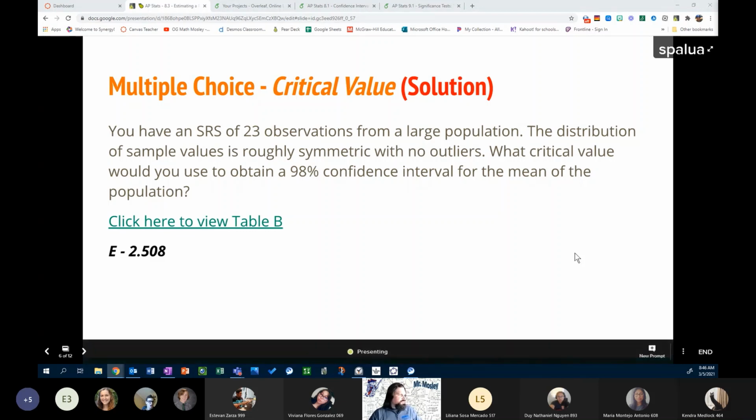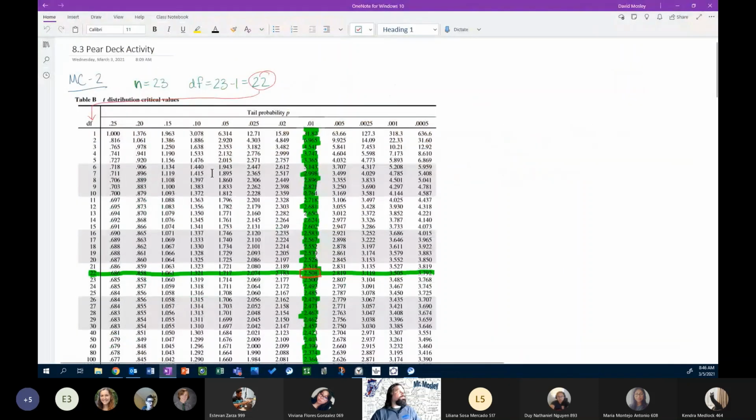All right, so let's consult why this happened. How did we get this from Table B? I'll show you. So on this multiple choice question, we have a sample size of 23, which provides us a degree of freedom of 22. And hopefully, I'm sorry, you should be switching over to the shared screen. I'm showing you guys Table B and how we got this solution, if you're not viewing that.